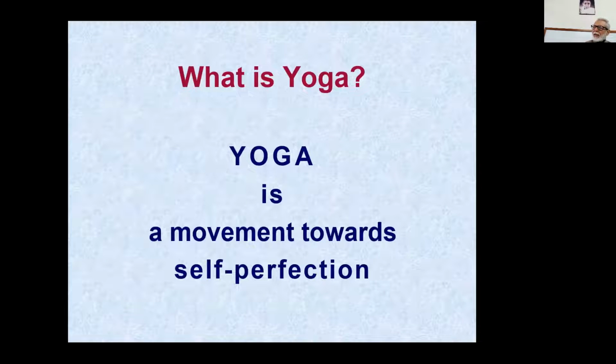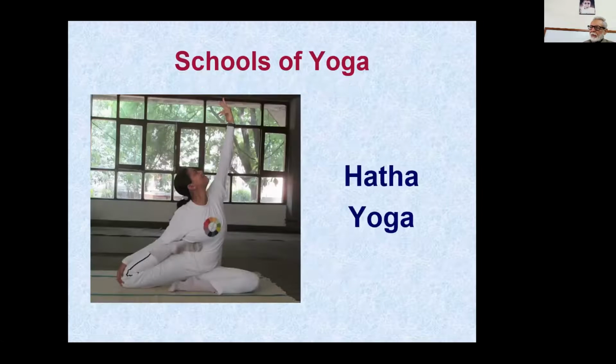Now, self-perfection can have many aspects, the body and the mind. And accordingly, we have different schools of yoga which emphasize different aspects of this perfection. The school of perfection that lays emphasis primarily on the perfection of the body is Hatha Yoga. And the various techniques of asanas and pranayamas that we know come from Hatha Yoga.